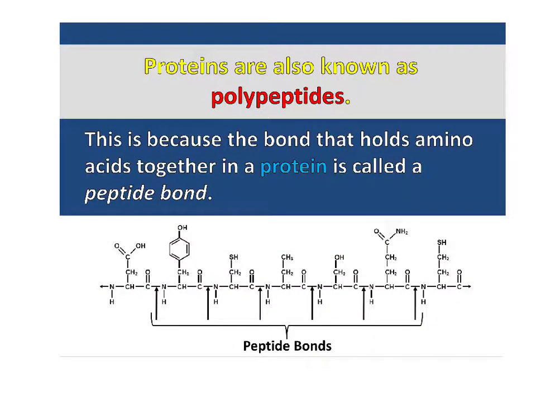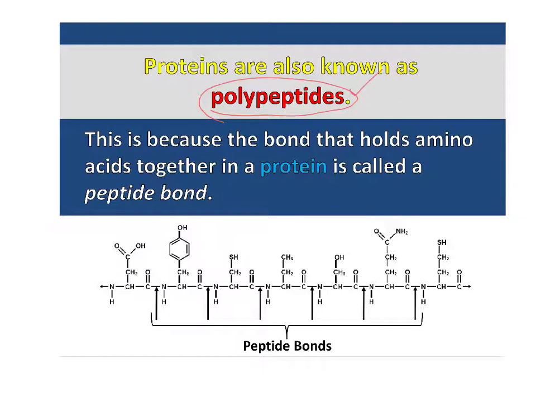Okay, so proteins have another name, just like carbohydrates do. Proteins are also known as polypeptides. So take a look at your notes. Number 9 on your notes says, what is another name for proteins? The answer to that one is polypeptides.